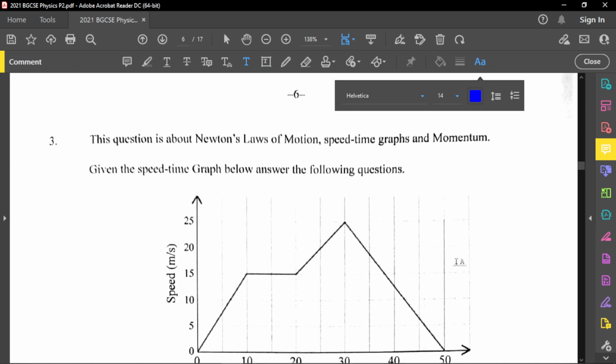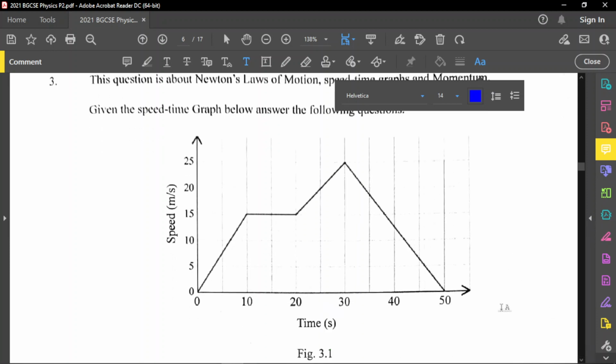All right, so question number 3 is about Newton's laws of motion. And here now what you have is a speed time graph and momentum. It says, given the speed time graph below, answer the following questions. So let's just run through real quick. We have speed, we have time.